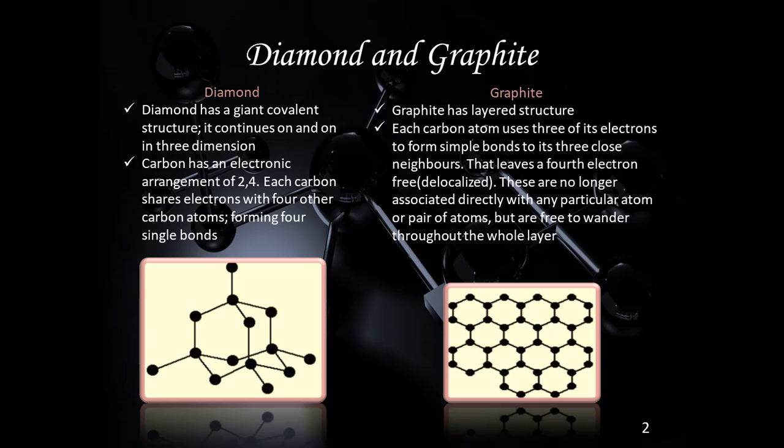While diamond is a non-conductor of electricity because it does not have any delocalized electrons. So these are some of the properties of diamond and graphite.